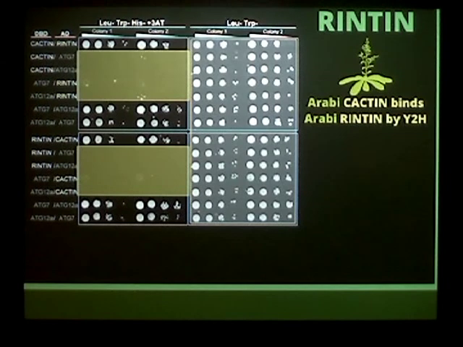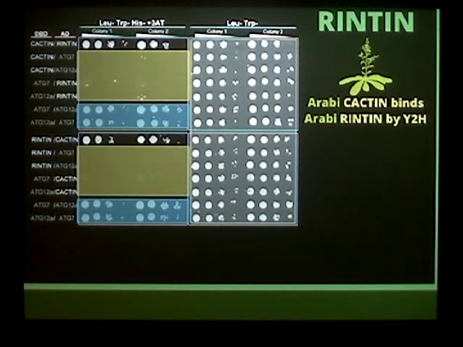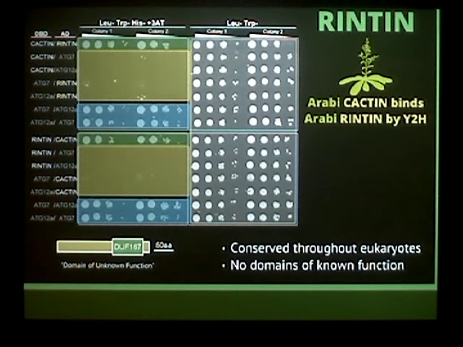So we have our negative controls here. Then as a positive control to show that our assay is working, we have these 2 autophagy proteins together, which are known to interact. And as you can see, they grow nicely on the selectable media, as you would expect. And here's our experimental control. So cactin and rintin, no matter which one is in which vector, they interact with each other and grow on the selectable media.